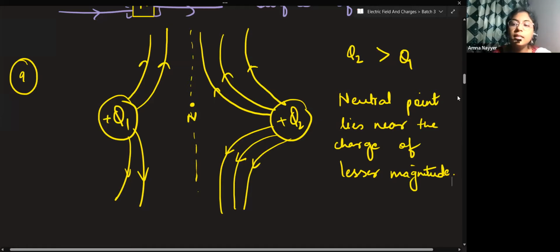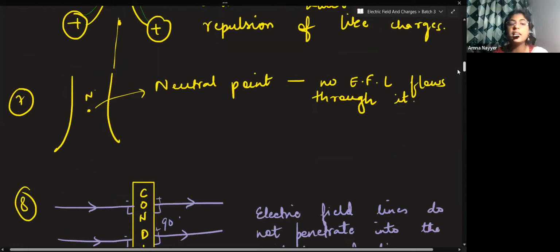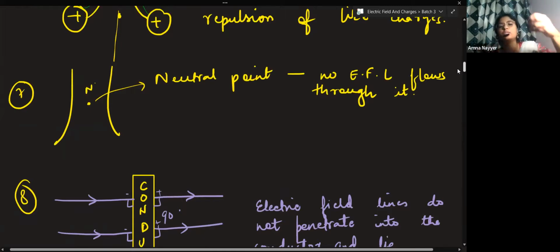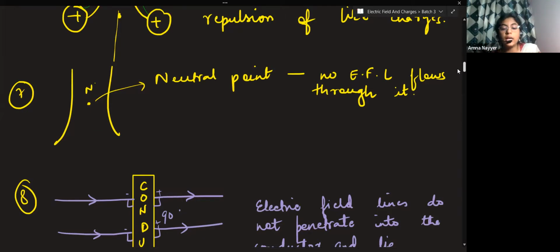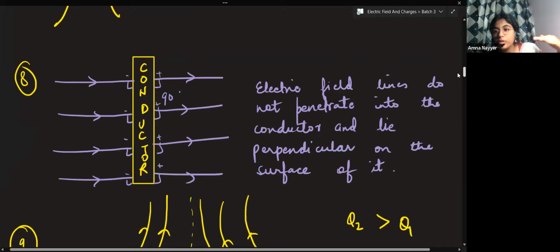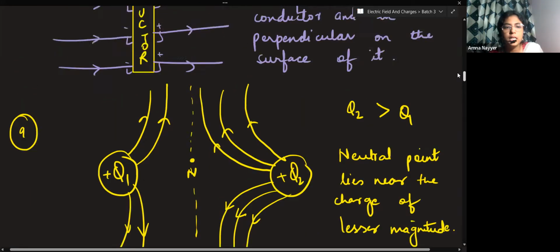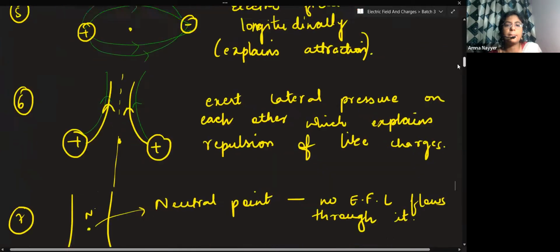All right, so these are the properties of electric field lines. Sixth, seventh, we have revised. Seventh, where no electric field line flows, you call it a neutral point. In a neutral point, net electric force is zero, net electric field is zero. Then you have conductors. For conductors, electric field lines do not move into the conductor. They just lie on it, making an angle of 90 degrees. And the last point, the neutral point will lie slightly towards the charge having the lesser magnitude. So note down these points as well.